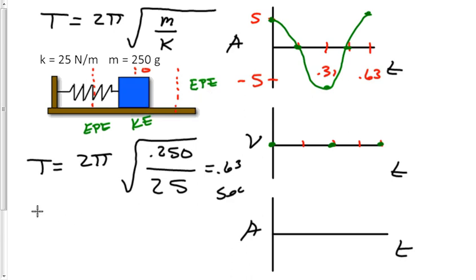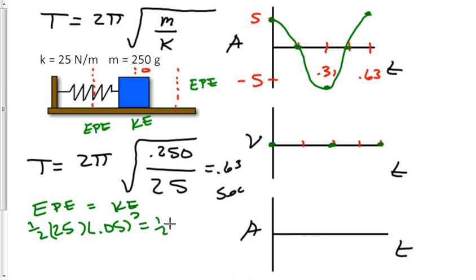So let's go ahead and do that to find the velocity then. So we know elastic potential energy is going to go into kinetic energy. So we're going to have 1/2 the spring constant, which is 25, and we'll multiply that by the stretch of our spring, which was 0.05 meters, and we'll have to square that, equals 1/2 the mass, which is 0.250, times velocity squared. And when we solve for velocity, we get 0.5 meters per second.